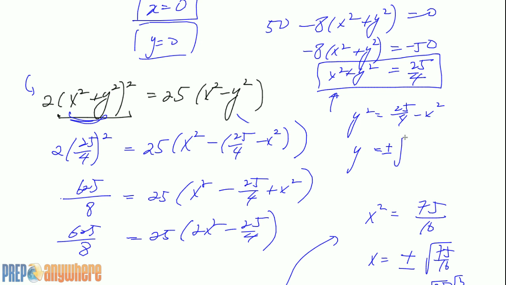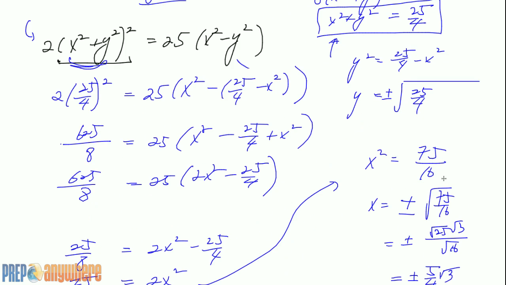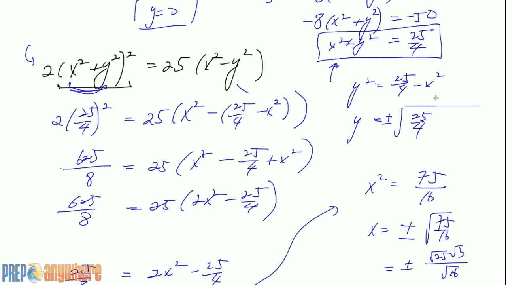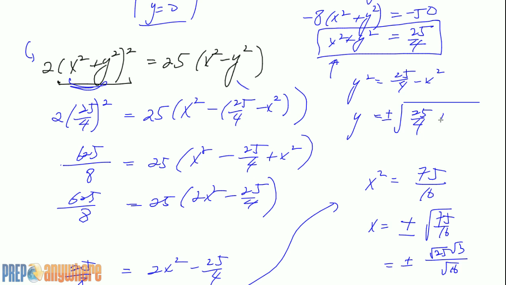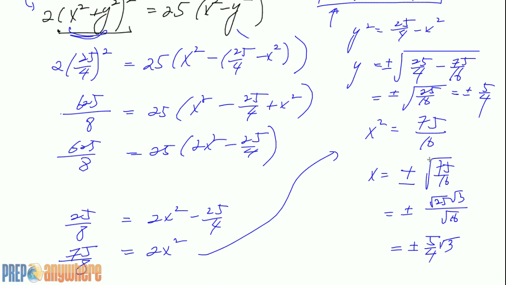So y is going to be plus or minus the root of 25 over 4 minus x squared. Whether it's plus or minus, when I square it, it's going to become the same. So just replace the x squared with 75 over 16, and you get plus or minus the root of, times by 4, so you get 100 minus 75, that's 25 over 16. So it's plus or minus 5 over 4, which means we get 4 more points.